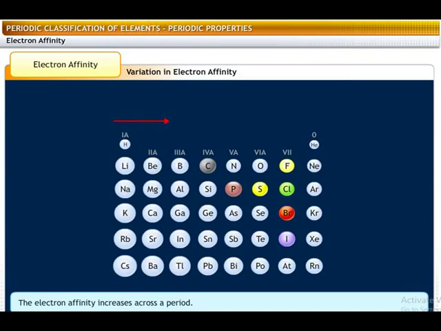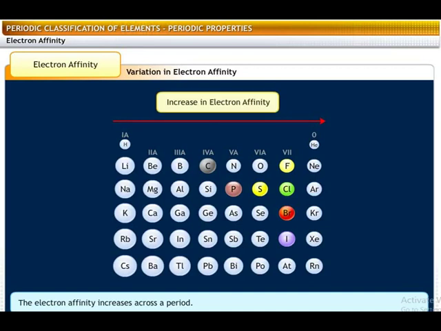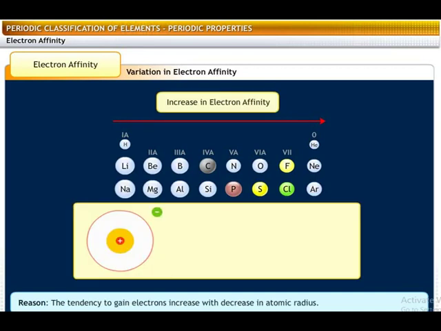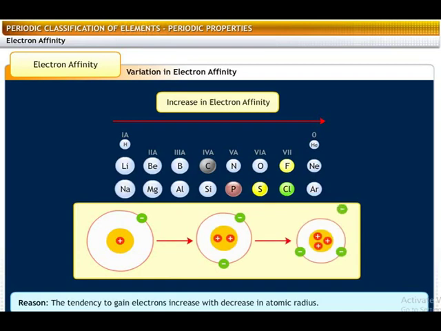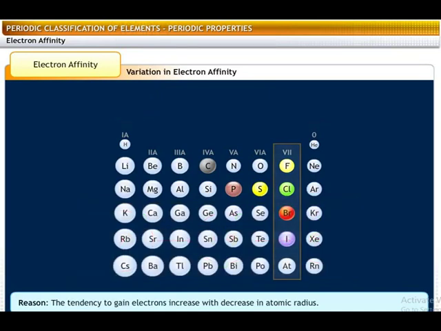Electron affinity increases from left to right in a period. This occurs because across a period, the tendency to gain electrons increases with a decrease in atomic size. Halogens in the periodic table have the highest electron affinity values.